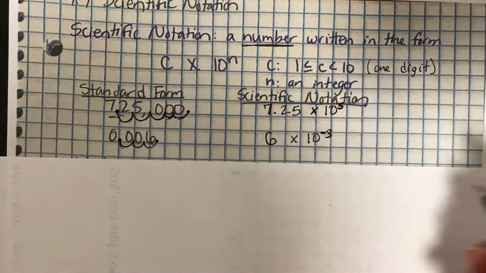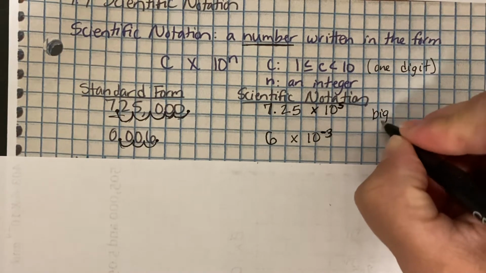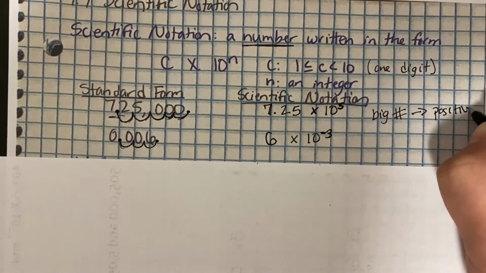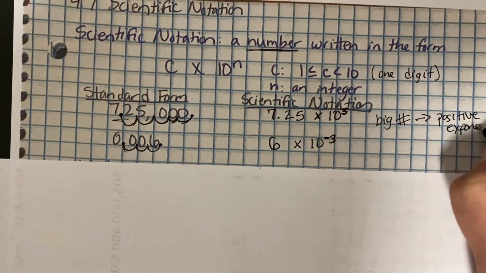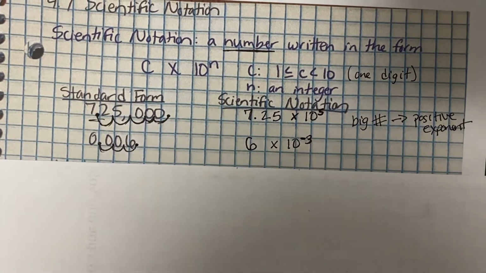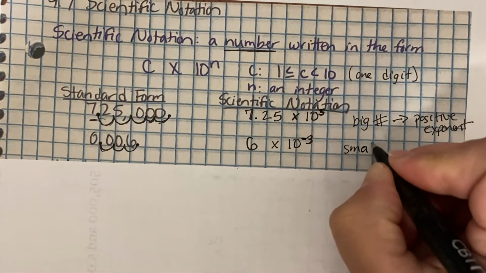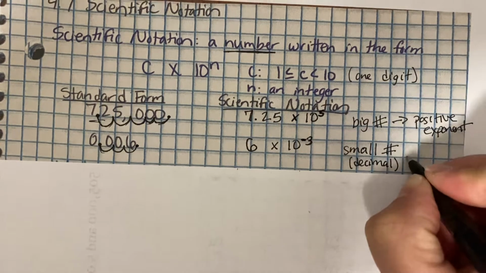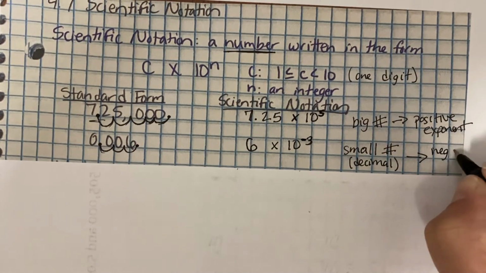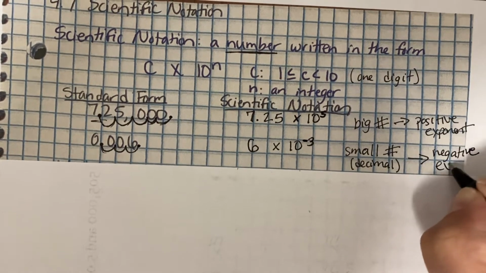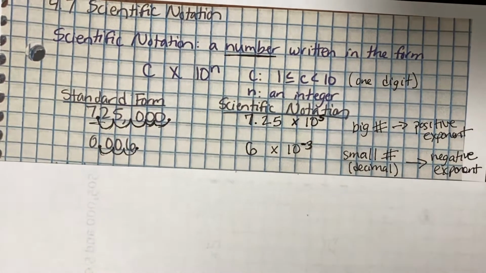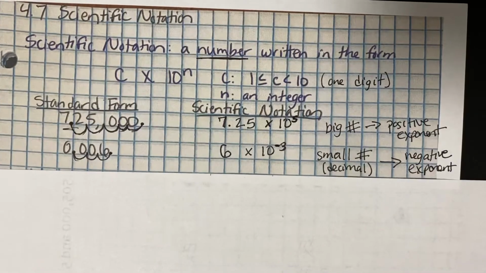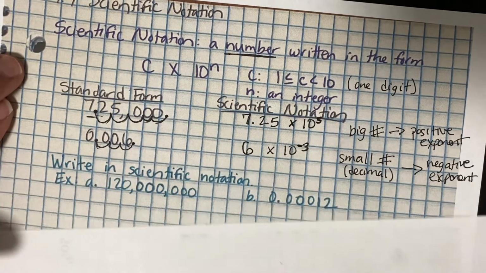Okay? So, if we have a big number, we have a positive exponent. And if we have a small number, or I'll even write a decimal, we would have a negative exponent. Right? All right, so that's going from standard form to scientific notation.